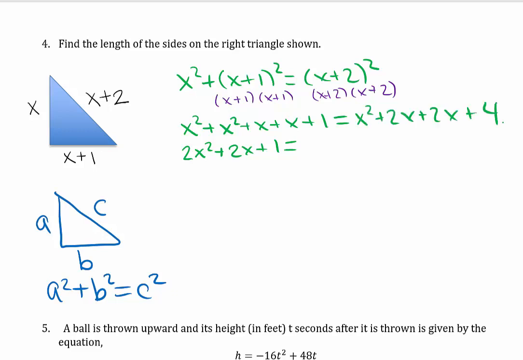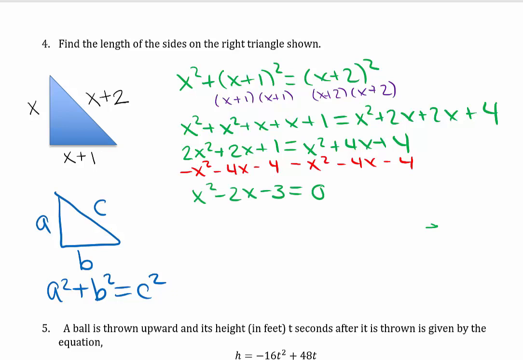On the right-hand side, x plus 2 times x plus 2 is x squared plus 2x plus 2x plus 4. Combine like terms to get x squared plus 4x plus 4. So now I'm going to set one side to 0. I'm going to subtract everything on the right-hand side to move it over to the left-hand side. That gives me 1x squared minus 2x minus 3. Let's see, product of negative 3, sum of negative 2. Negative 3 and positive 1 will work.